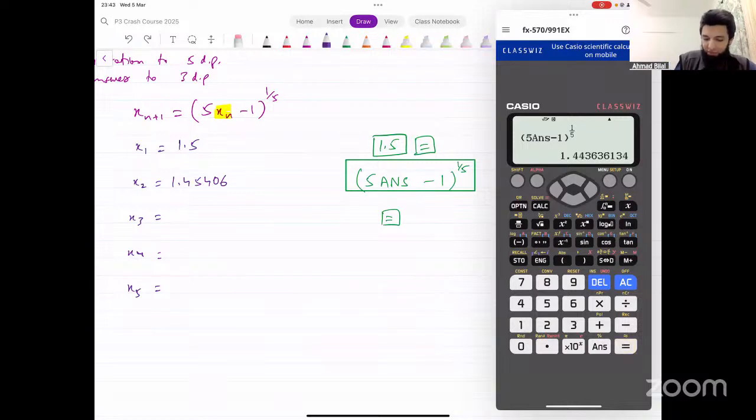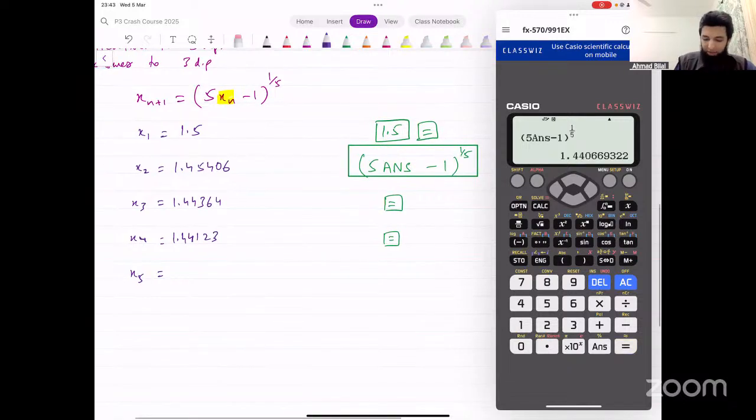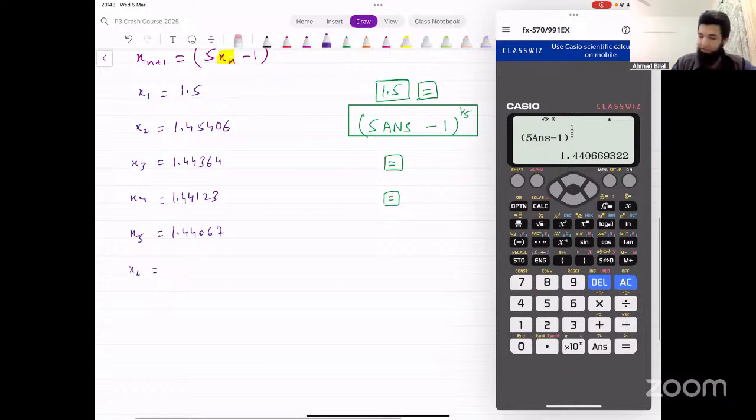And that gives you the next value, which is 1.4436. Then you have 36. If you round that off to 5 decimal places, that will be 364. That's the next value that we're getting. And then you just press the equal to button again. And that gives the next value. This is 1.441227. That becomes 23 to 5 decimal places. Press the equal to button again. X5 turns out to be 1.440669. If you were to round that off, that becomes 067 to 5 decimal places. Press the equal to button again and see what that gives you.